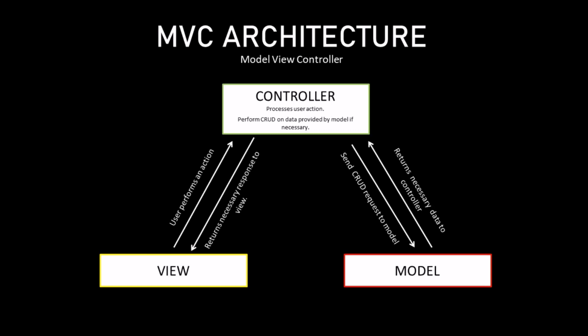So let's just go back to the illustration and forget about the English I'm using. The user performs an action, which is sent to the controller, which processes the user action and performs code on data provided by the model if necessary. The controller can create, read, update or delete data provided by the model, and it just sends the request to the model. The model will execute that and give the necessary response. So basically that is it. The controller will also be the one to return the required response back to the view, or to render a new view.